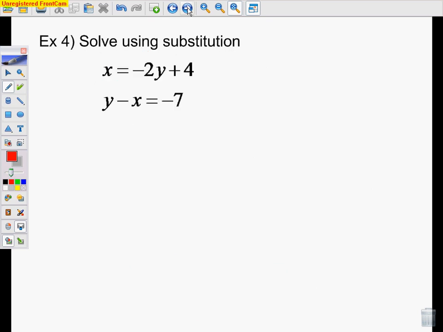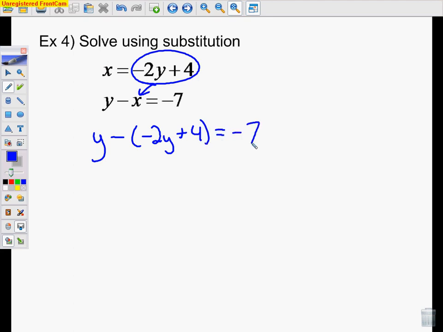All right, last problem. This one, very similar to the previous. Again, we know that x is the same thing this time as negative 2y plus 4. Those are the same value. So again, we're going to take this value, negative 2y plus 4, and sub it in for the x down here. So we have y minus x. And what is x? Negative 2y plus 4. And that has to equal negative 7.